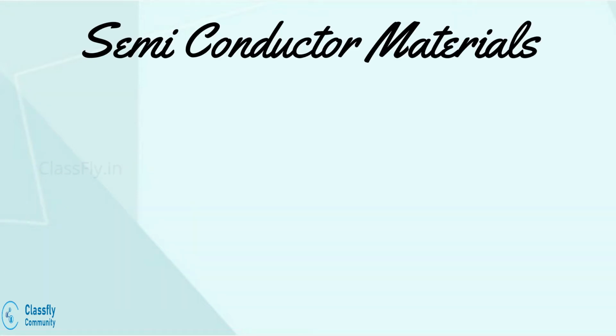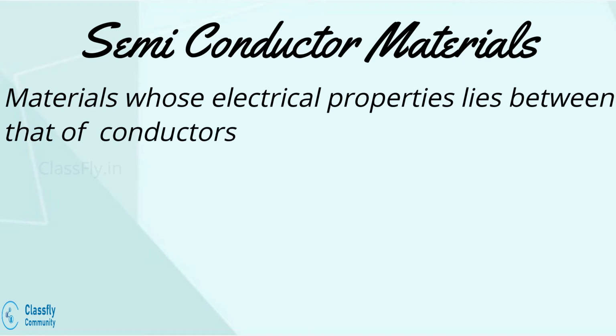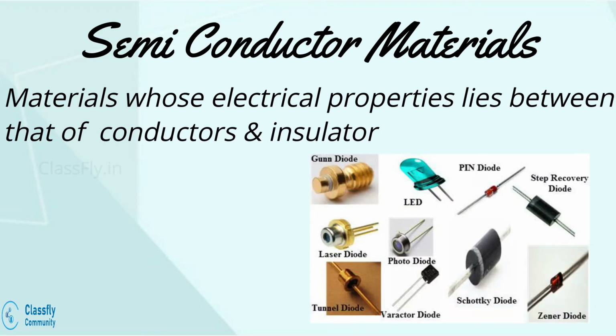Next, we move on to the semiconductor materials. Well, semiconductors are materials whose properties lie in between that of the conductors and insulators. Hence, these materials have the ability to conduct electricity but only at certain specified conditions. Silicon and germanium are some of the examples.